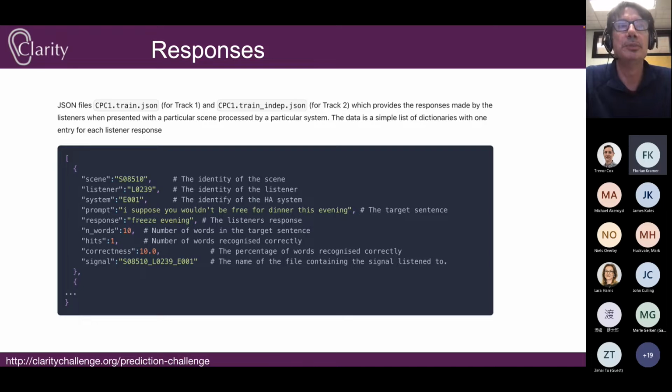You then see the number of words in the prompt and the number of words that were got right by the listener, called hits. Here there are 10 words in the prompt and one word, the word evening, was scored correctly. And then you'll see the correctness score, which is the thing you're trying to predict. In this case, it's just 10% because one word out of 10 was correct. And finally, you've got this little tag, which is just the unique name of the signal. So you can associate this with the signals that you've been given as well. This is actually redundant because it's just made up of the scene, listener, system combination. So that's the starting place for the data.